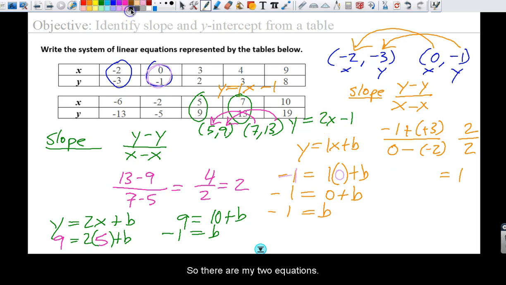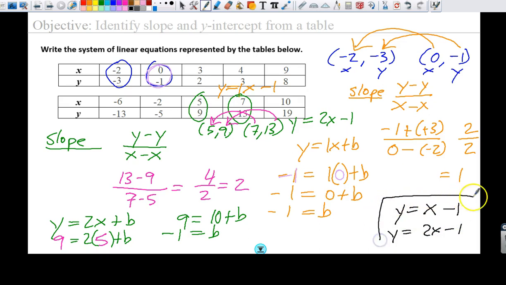So there are my two equations. I have y equals x minus 1 and y equals 2x minus 1. There you have it. All right.